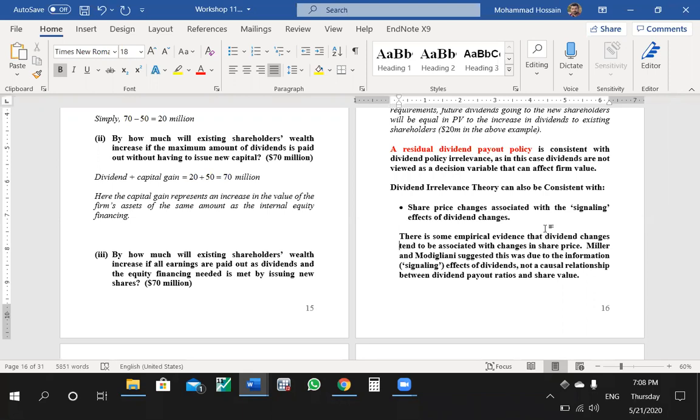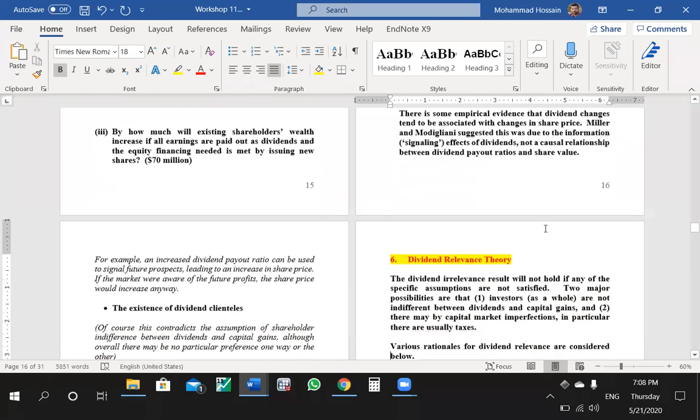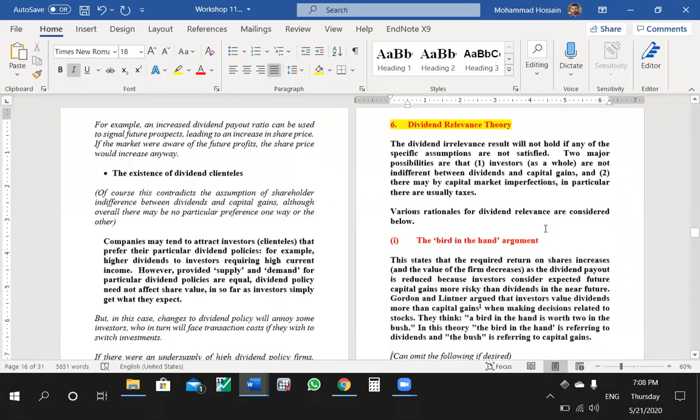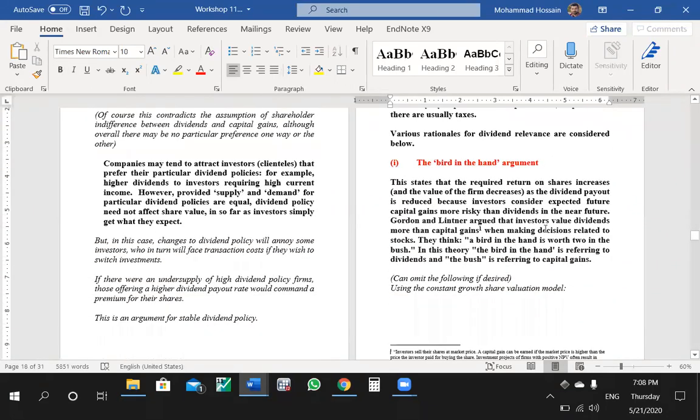Okay, let's move on. Existence of dividend clientele. Okay, another problem is that. So yes, I understand. We understand that dividend policy is not an issue, but there are some investors there who are looking for dividends only. Okay, there are some investors there who are going to invest only because they want to see some dividend.